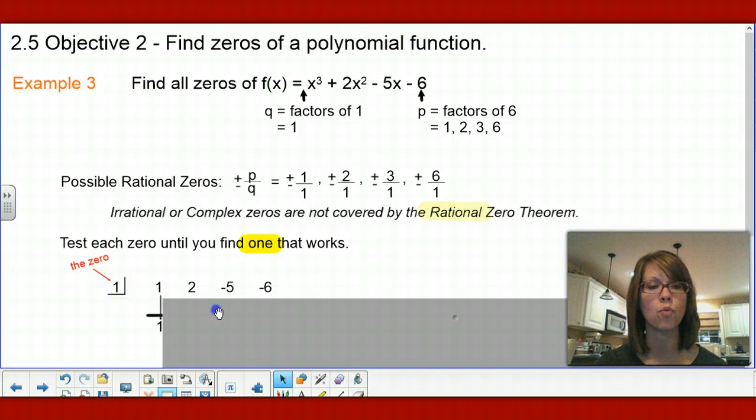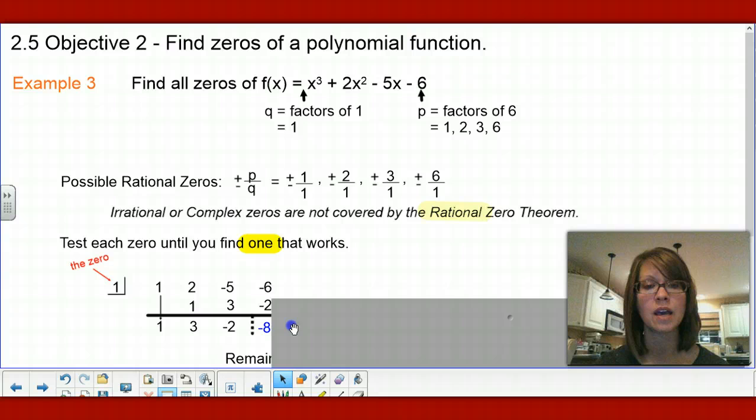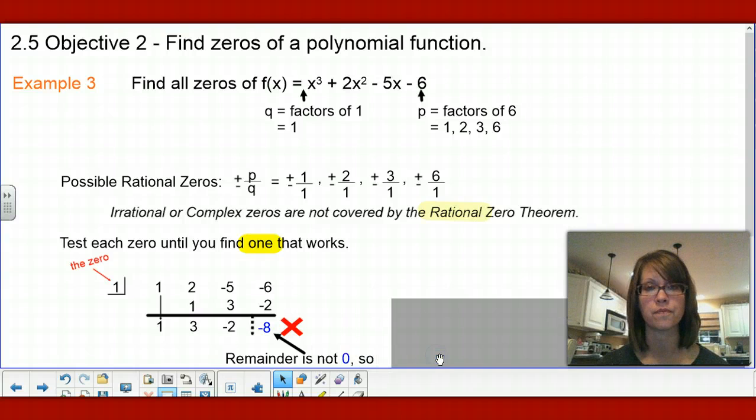So we drop the 1, and then we multiply the 0 of 1 by this 1 to get 1. We record it under the 2. And then 2 and 1 give us 3. Multiplying the 1 with the 3, we get 3. It's always multiply the 0 by the number underneath. Bringing these together, we have negative 2. And then negative 2 and negative 6 give us negative 8. This remainder is not 0.